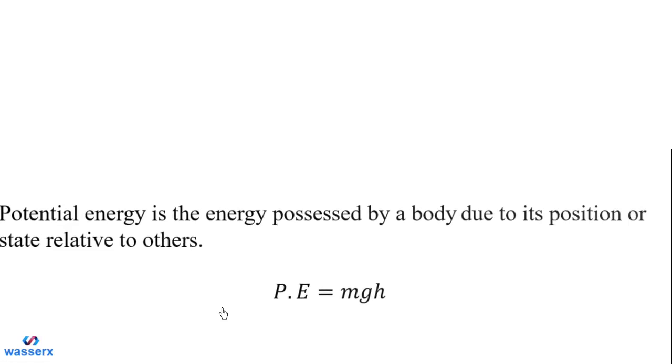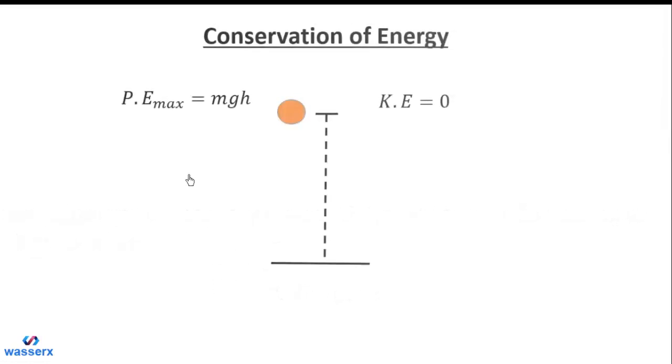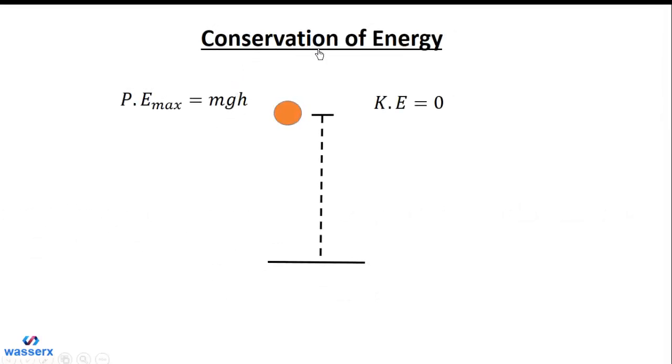Now let's look at energy conservation. Energy can neither be created nor destroyed. So as this body is here, energy is conserved, no energy is lost. So at these points, potential energy is maximum. The body at this height is having maximum potential energy but zero kinetic energy.